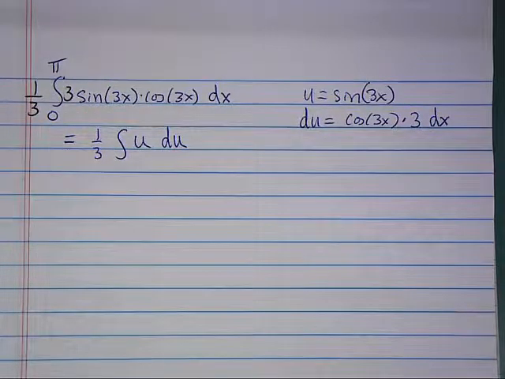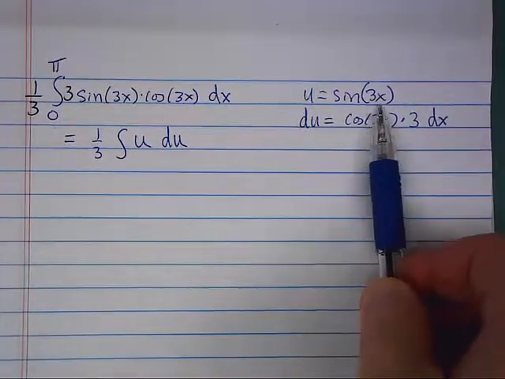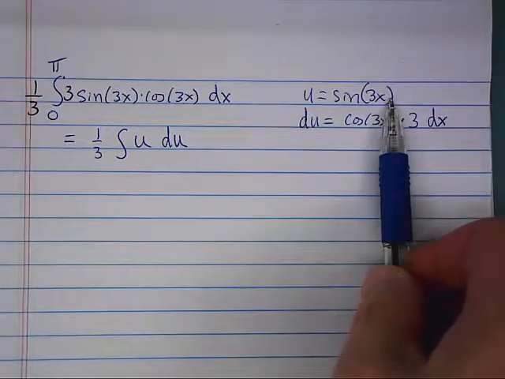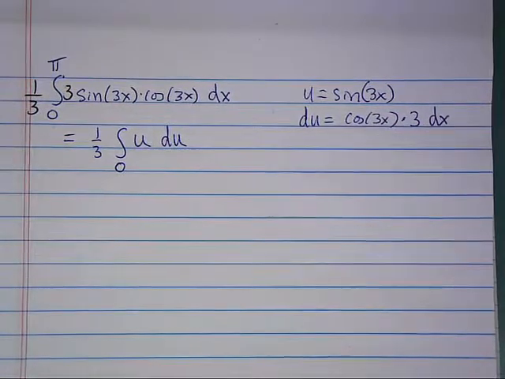But now I have to change my numbers. So I take x equals 0 and I plug it in over here. 3 times 0 is 0, and then I have sine of 0. What's sine of 0? 0. So that number didn't change. That's okay. That's a happy accident. That happens every now and then.